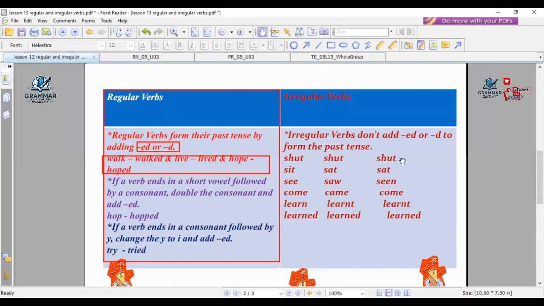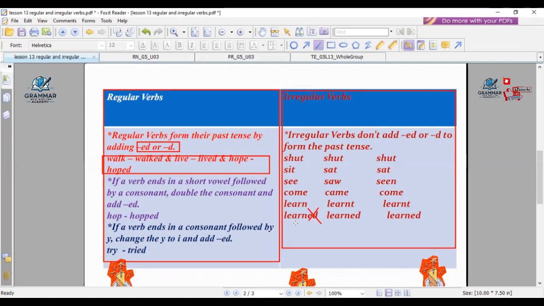Omar Abu Tabak, read for us, please, this part. Yes, mister. Irregular verbs. Irregular verbs don't add ed or d to form the past tense. Shut, shut, shut. Sit, sat, sat. See, saw, seen. Come, came, come. Learn, learned, learned. Wait a minute. No, this is learn only. It's written incorrectly here.